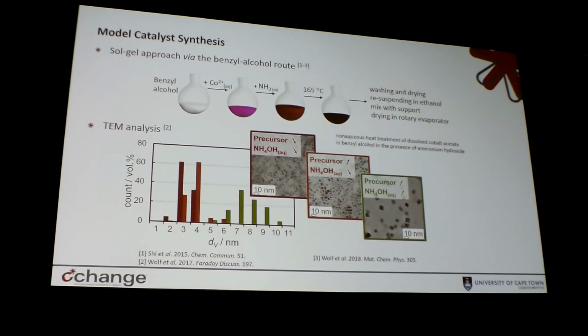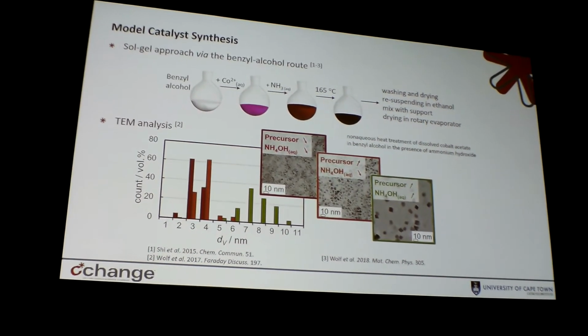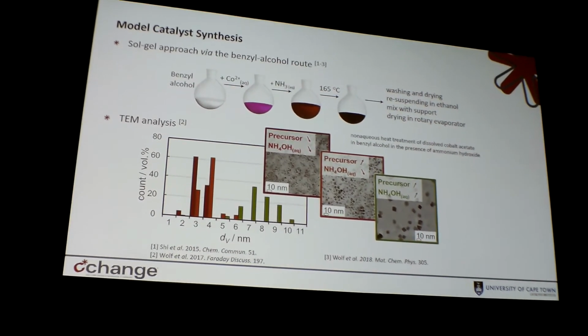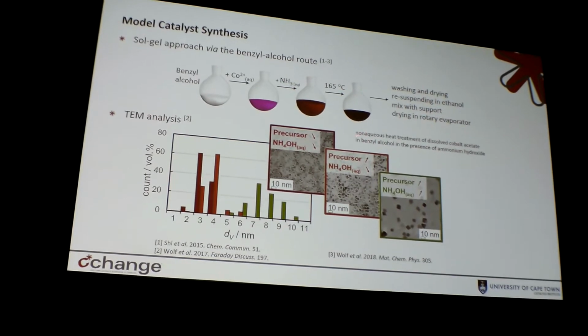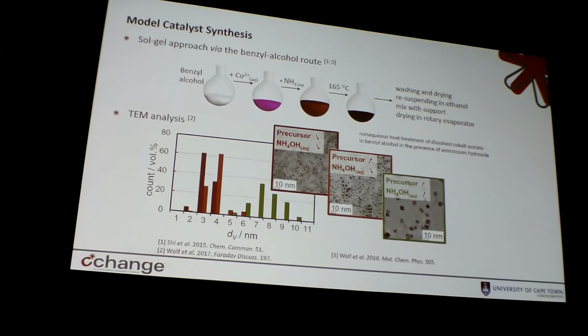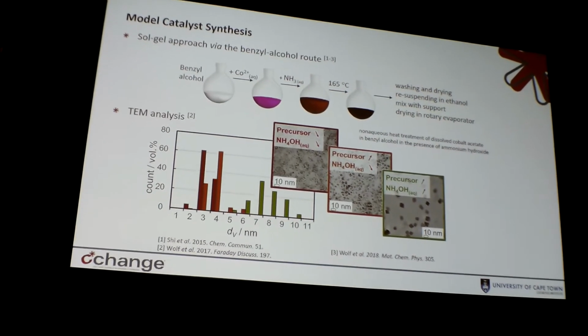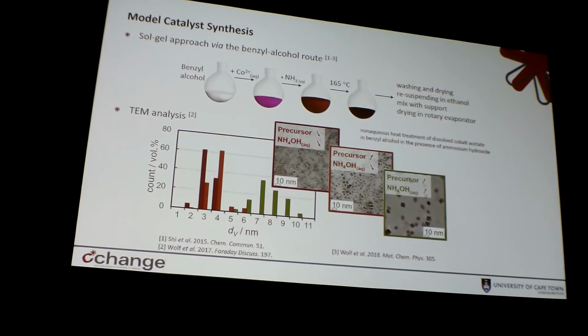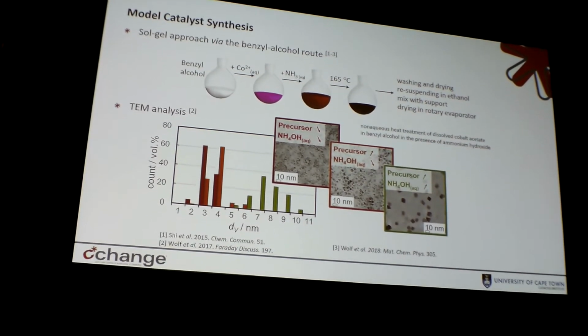And then we use another method in order to get these kinds of cobalt oxide particles. It's a sol gel approach via the benzyl alcohol route, which is basically a non-aqueous heat treatment of dissolved cobalt acetate in benzyl alcohol in the presence of ammonium hydroxide. Again, via manipulation of the parameters, you can get different sizes here.